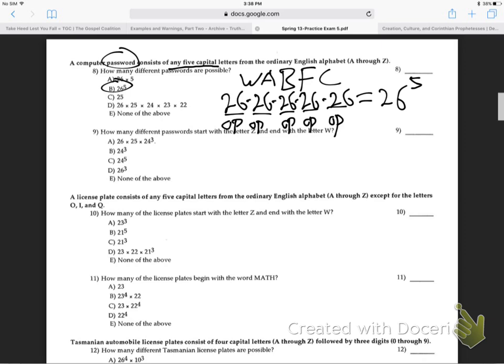All right. Number 9. How many different start... I can't read it down there. What is it? Start with the letter Z and end with W. Okay. So now I got to pick one. Remember, I really do it. Start with Z, and then I'll go M-A-C, and end with W. So you got to start with Z, end with W, pick whatever you want in between.